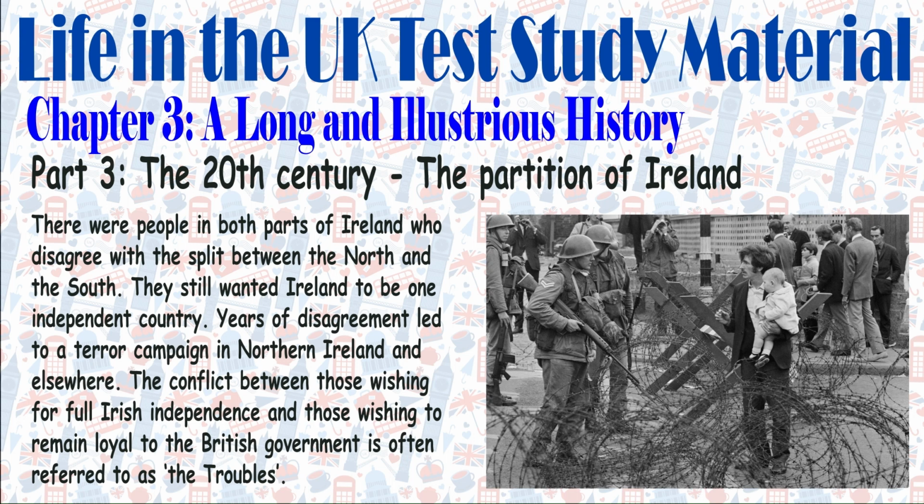There were people in both parts of Ireland who disagreed with the split between the north and the south. They still wanted Ireland to be one independent country. Years of disagreement led to a terror campaign in Northern Ireland and elsewhere. The conflict between those wishing for full Irish independence and those wishing to remain loyal to the British government is often referred to as the Troubles.